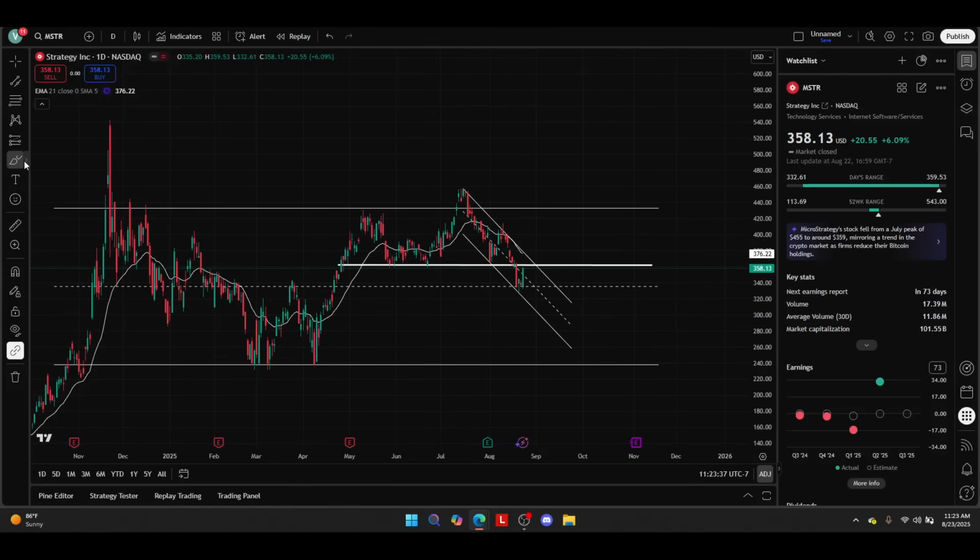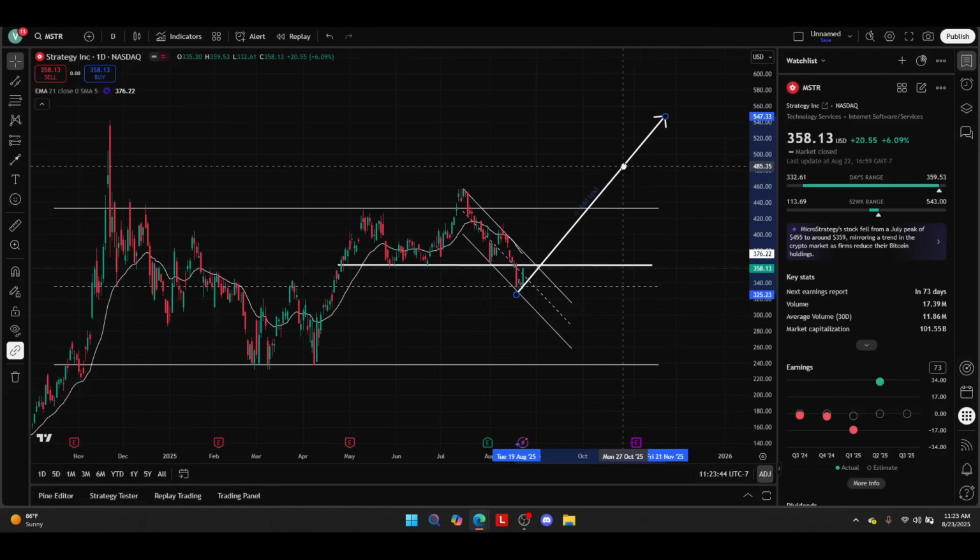Let's see what happens. Again, if we invalidate the bears, I'll be looking for one large leg up. Probably you can combine these two together now. One leg up right here, second leg up.